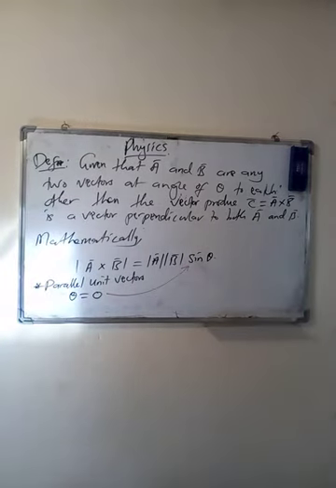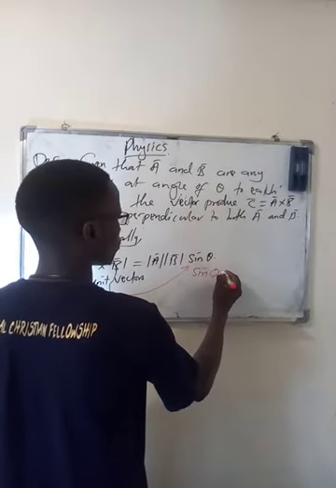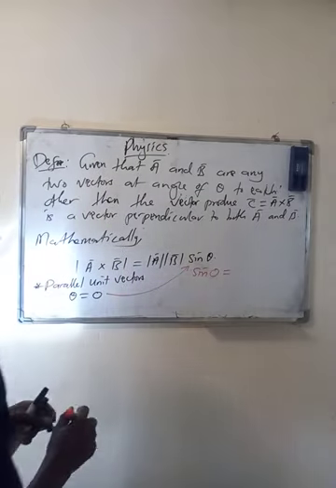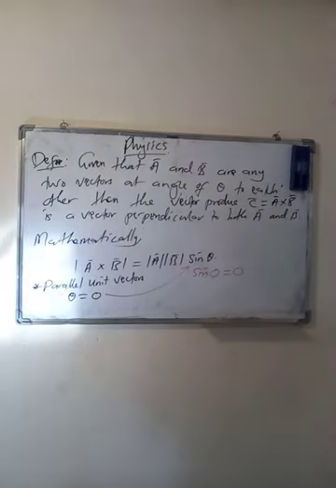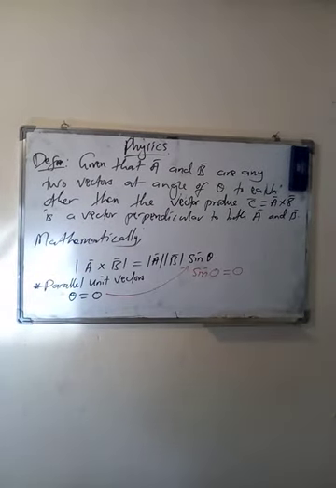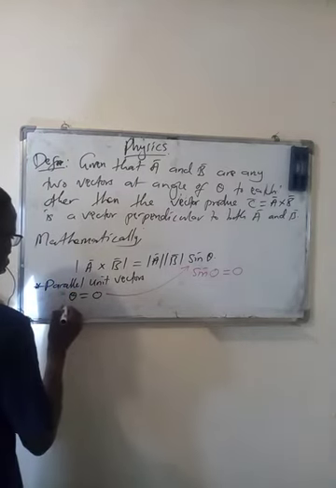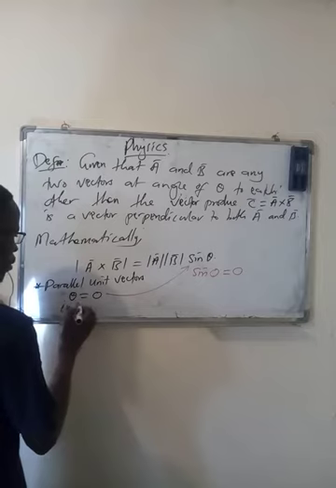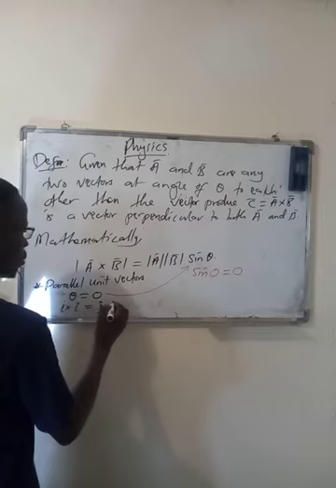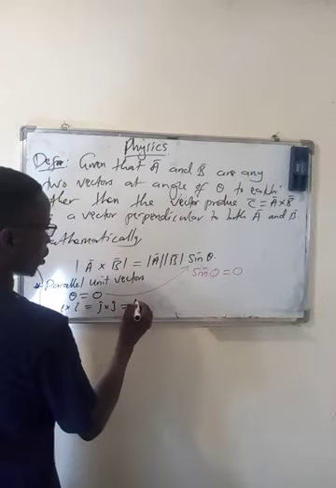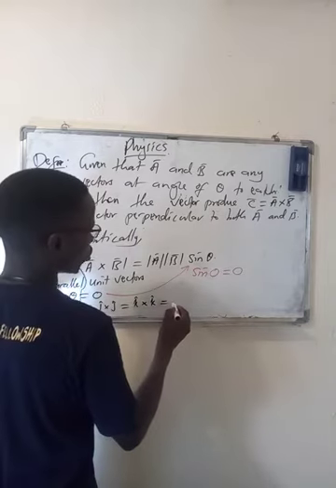it means that sine 0 is going to be equal to 0, right? Sine 0 is equal to 0. So in other words, I multiplied by I is equal to J multiplied by J, which is also equal to K multiplied by K, which is equal to what?